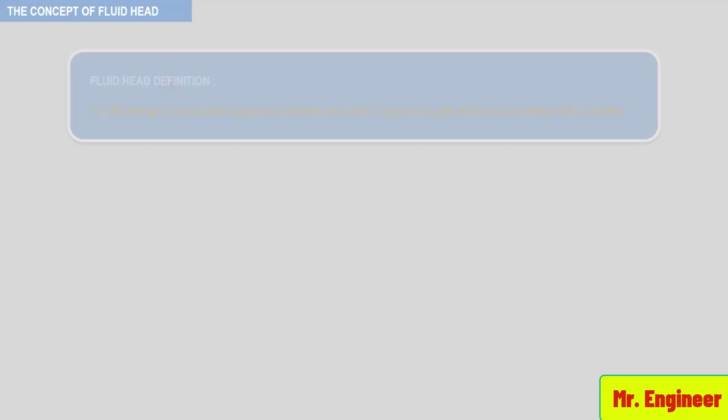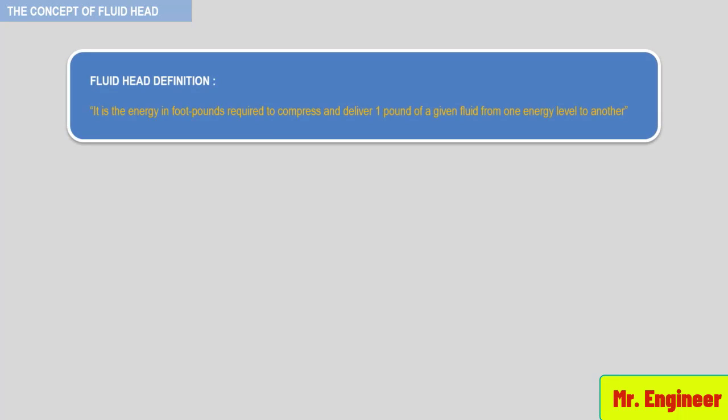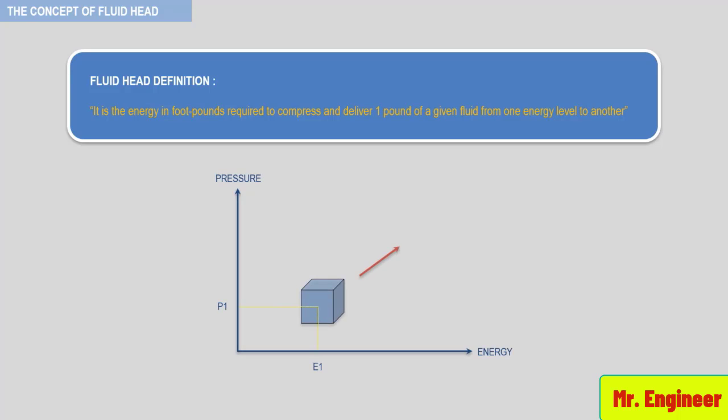The head required by any fluid compression process is the energy in foot-pounds required to compress and deliver 1 pound of a given fluid from one energy level to another, as depicted in this simplified figure. In any compression process, the amount of energy required to compress 1 pound of mass of a specific gas at a given temperature from the compressor suction flange P1 to the compressor discharge flange P2 is defined as head required.